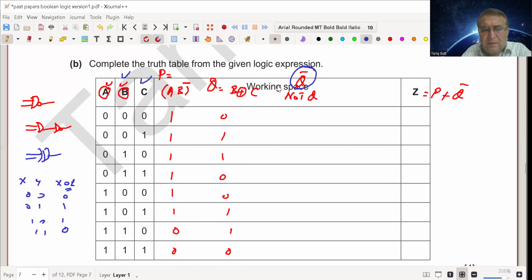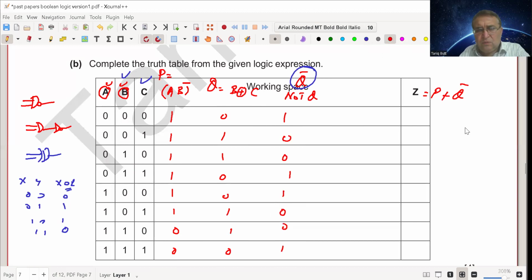Next, you have to find Q prime, or not of Q. I mean, not of this column. You just have to invert this column. So against 0, 1; against 1, it is 0. 0, 1, 1, 0, 0, 1. That's it.